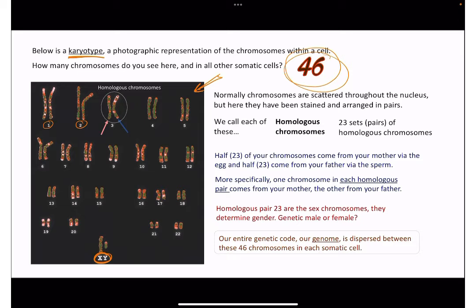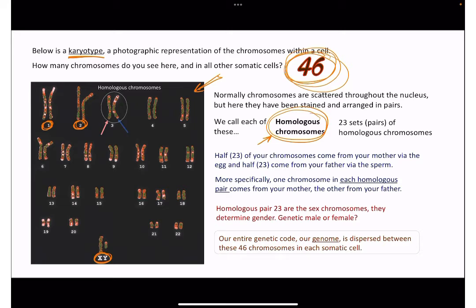So these can be the chromosomes from any of the somatic cells in the body. They all have 46 chromosomes. But again, what we've done is we've arranged them into what we call pairs. And we call each of these pairs homologous chromosomes or homologous pairs. So we have 23 sets of homologous chromosomes, which gives us a total of 46 chromosomes within each nucleus.